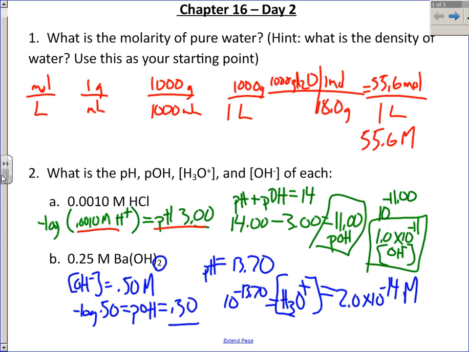So the big thing is when you have a strong base, watch the formula. In this case, stoichiometry would dictate I get twice as much hydroxide as with a monoprotic strong acid type situation or a monobasic base type situation. And once you know one, you need to be able to convert to the rest.